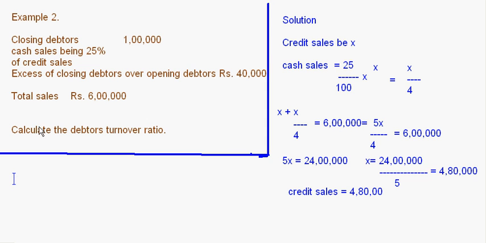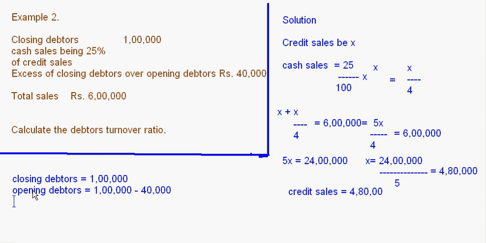Now I have to calculate the average debtors. Now closing debtors have been given. Closing debtors is equal to 1 lakh, it is given, and the next thing that they have given here is excess of closing debtors over the opening debtors is 40,000. That means the closing debtors is more than the opening debtors by 40,000 rupees, right? So the opening debtors will be equal to 1 lakh minus 40,000. The closing debtors are in excess by 40,000, clear? So 1 lakh minus 40,000, this will be 60,000 will be the opening debtors.